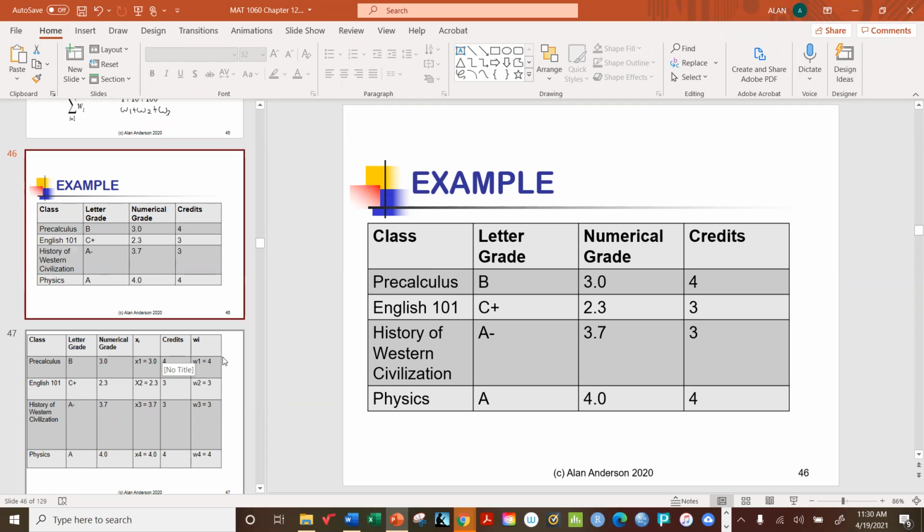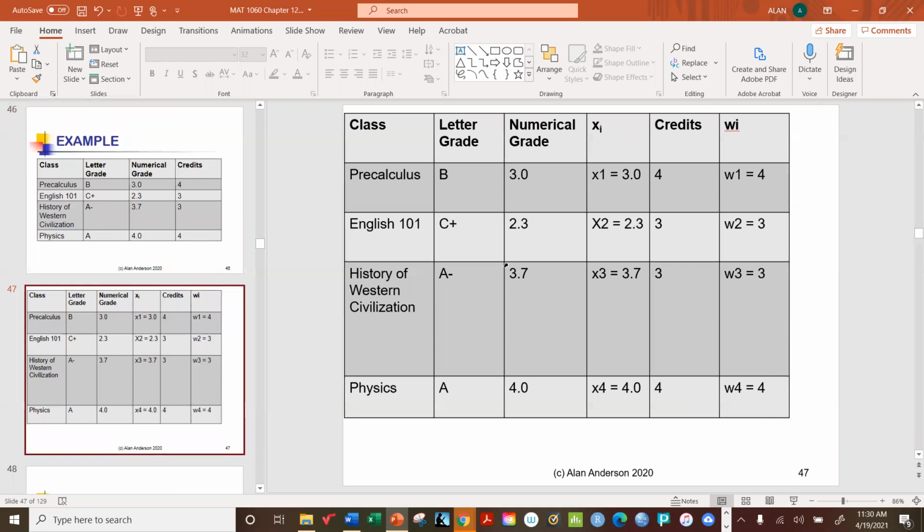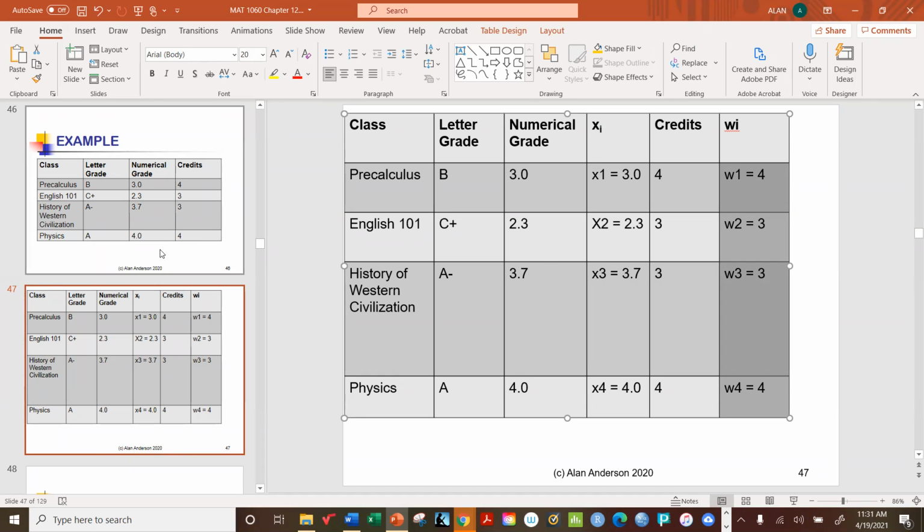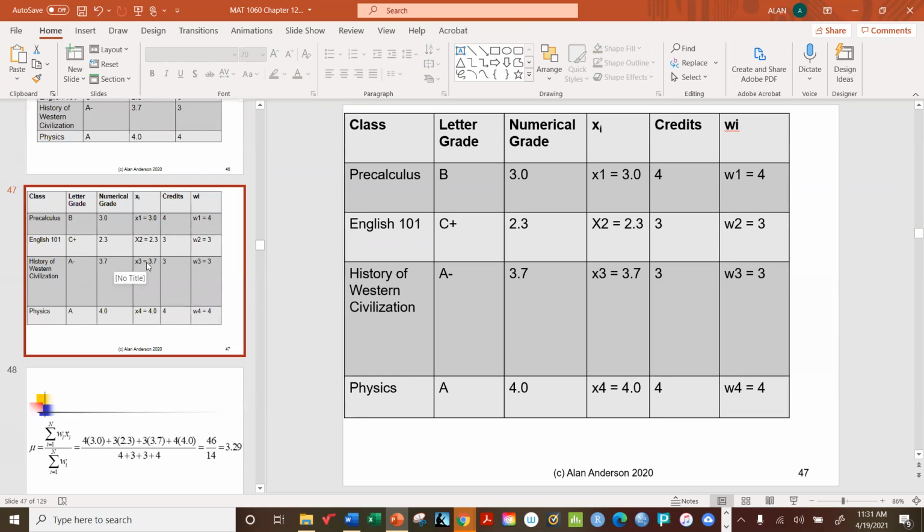So on the next table, I've added 2 new columns to show that calculus is the first class, English is the second, history is the third, physics is the fourth. So I have my 4 X's here. And these are the weights, and the weights are equal to the number of credits. Now, I'm going to treat this selection of grades as a population for this semester. This is the entire set of my grades. So I'm going to use my population weighted average formula here.